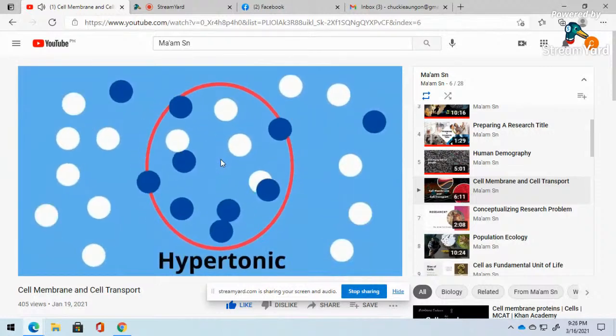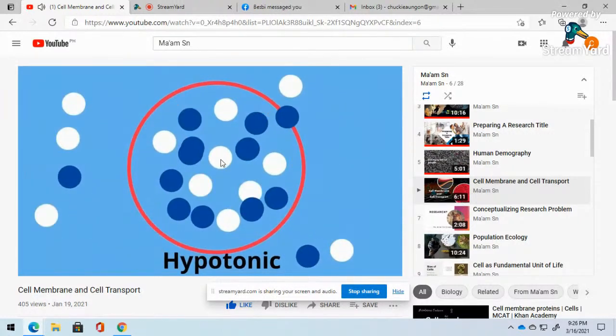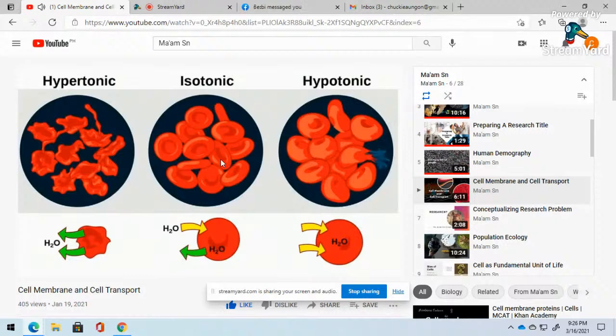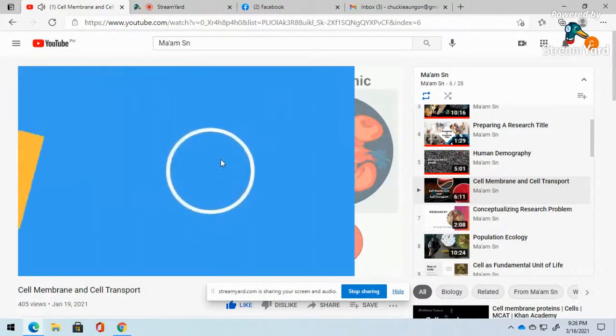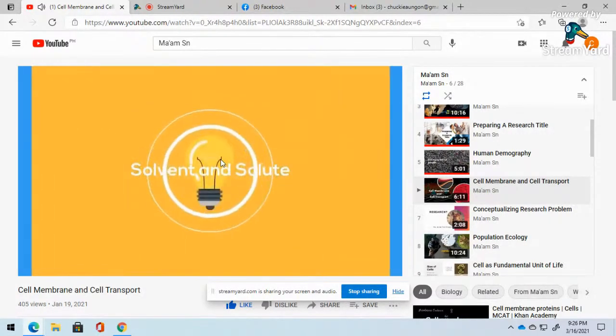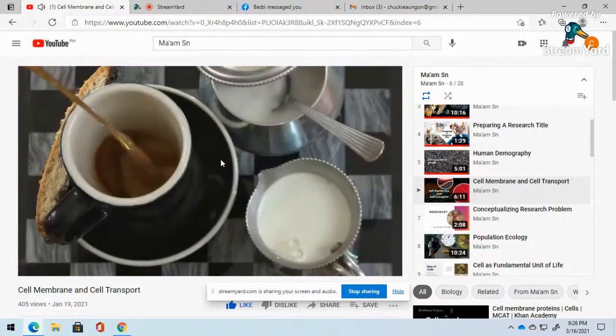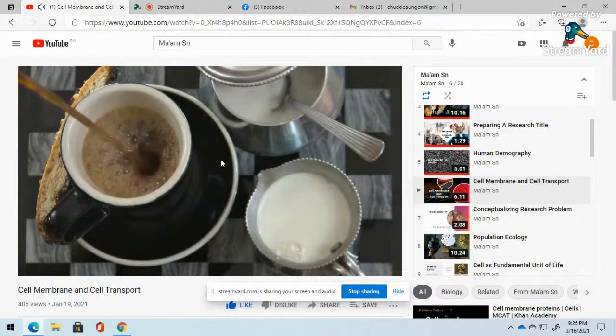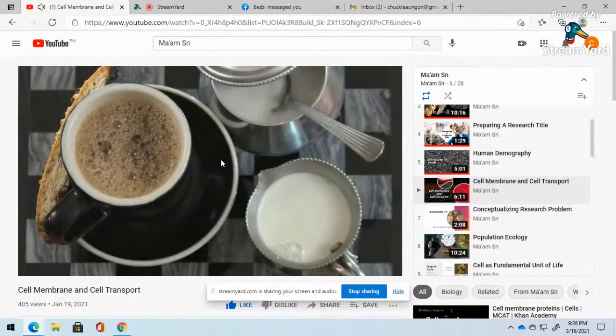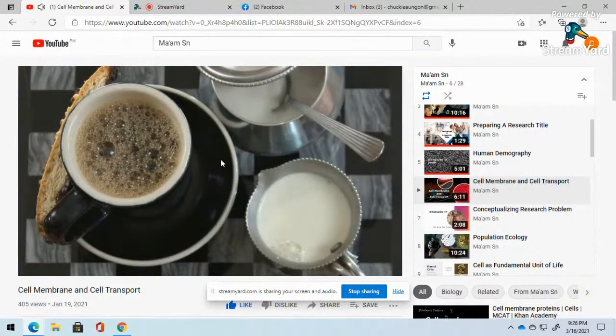Hypertonic and hypotonic solution. Take a look at these red blood cells and the effect of different solutions. Let's figure out why sometimes a red blood cell stays the same, sometimes it shrinks, and other times it swells. To begin with, it'll be helpful to know the difference between a solvent and a solute. Let's look at coffee. The solvent is what the solute is dissolved into. The water is the solvent, and the cream, sugar, and coffee are the solutes.